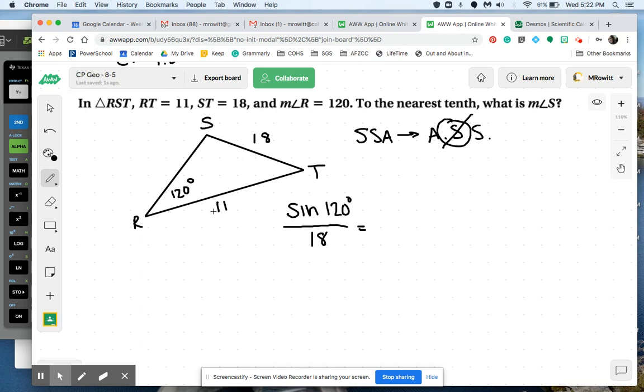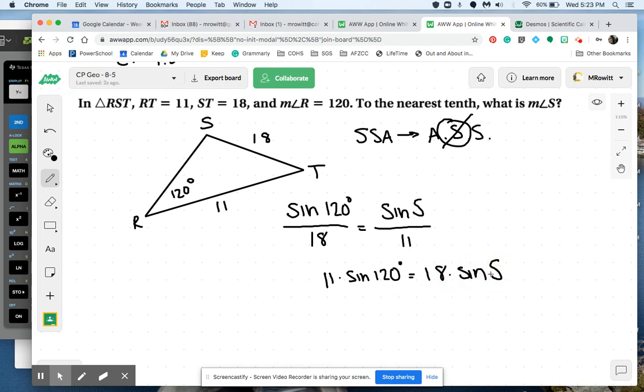The only other piece of information they give me here is the distance of RT, which since it's across from S, that's going to be my little s. So in my fraction, the 11 is going to go underneath the sine of S. As far as the proportion being set up, it's exactly the same as what we did above. I am cross multiplying to solve. So I've got 11 times the sine of 120 equals 18 times the sine of S.